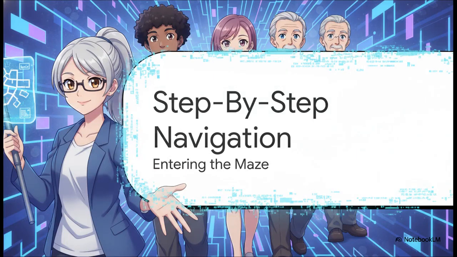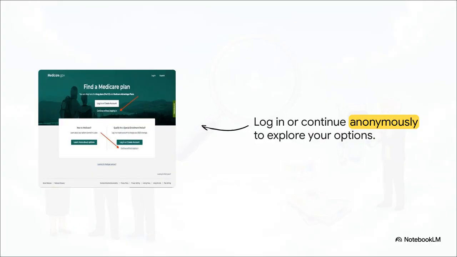All right, Section 3, Step-by-Step Navigation, Entering the Maze. Now when you land on the Medicare.gov homepage and click Find Health and Drug Plans, you're presented with a neat little fork in the road. You can choose to securely log into your personalized Medicare account, which, by the way, is highly recommended because it auto-populates your data and gives you the most accurate estimates. But if you're just browsing around or you don't want to deal with creating an account just yet, you can simply click Continue without logging in to perform a general anonymous search using just your zip code.